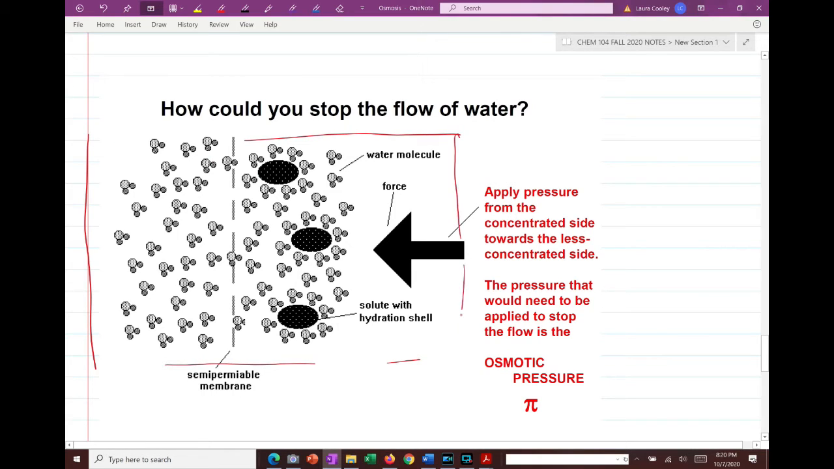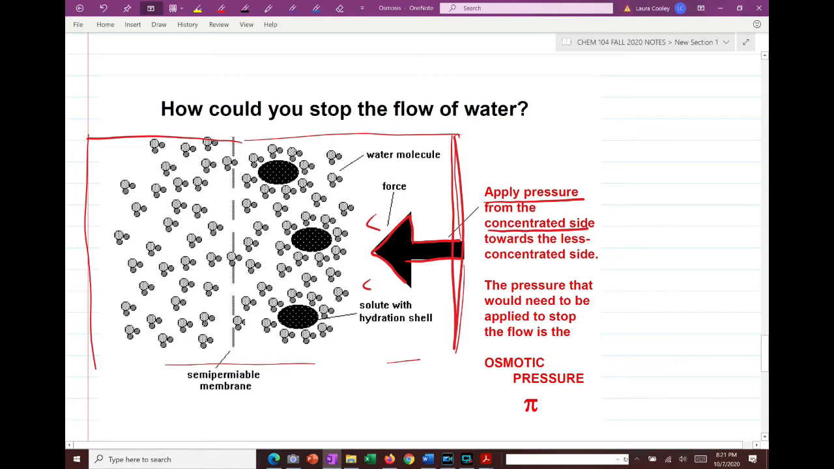So what if you had this container and it had a movable wall here, like this wall could be moved, and you actually moved it to the left. So you squeeze down on these water molecules, on this whole solution here, as you moved it in, you put a pressure on this side. So you apply a pressure from the concentrated side towards the less concentrated side.